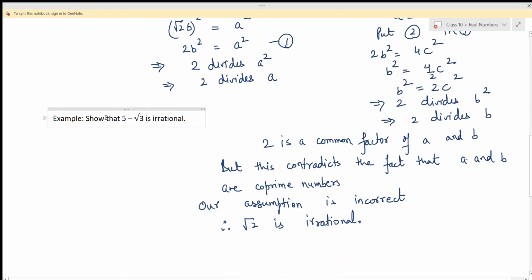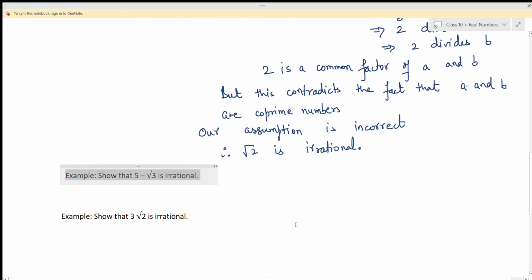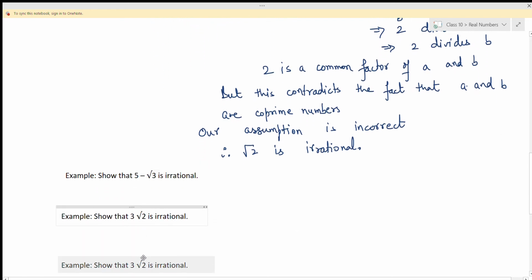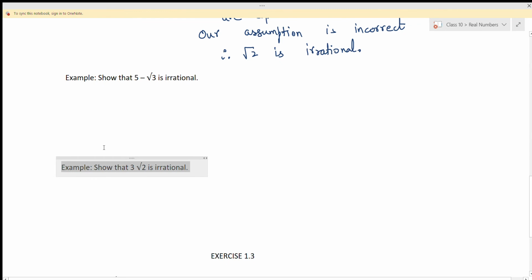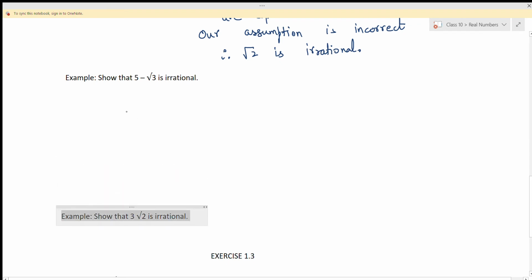Now let's come to another example. So I'll just shift it over here and we'll start with the next question. Now here we need to show that 5 minus root 3 is irrational. Again we will start with the same step. Let 5 minus root 3 be rational.